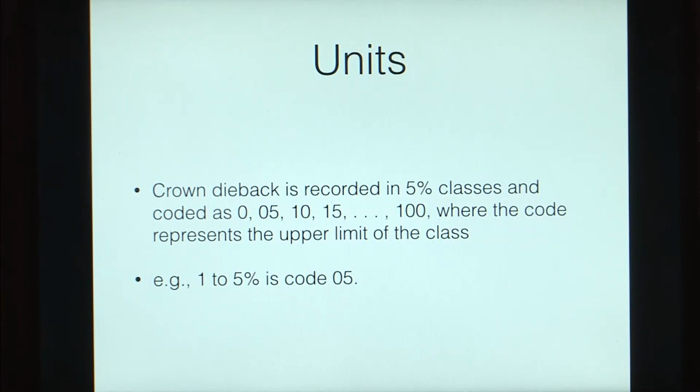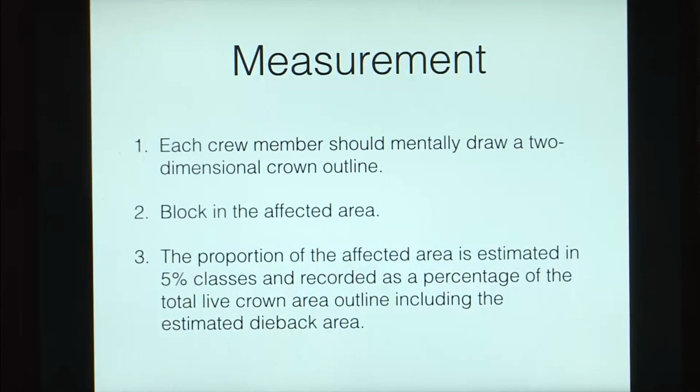It is recorded again in 5% classes as 0, 5, 10, 15 up till 100, where the code represents the upper limit of the class. For instance, 1 to 5% will be code 05. So, how are we going to measure it in the field? So, here are the steps.